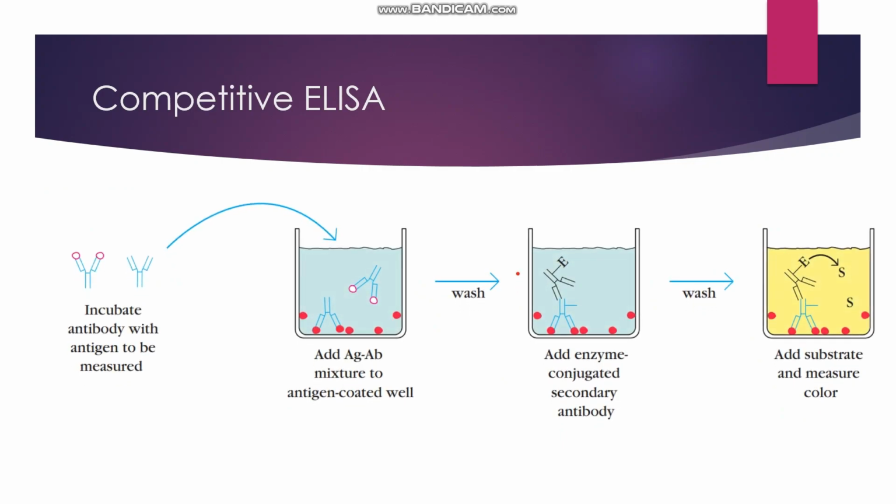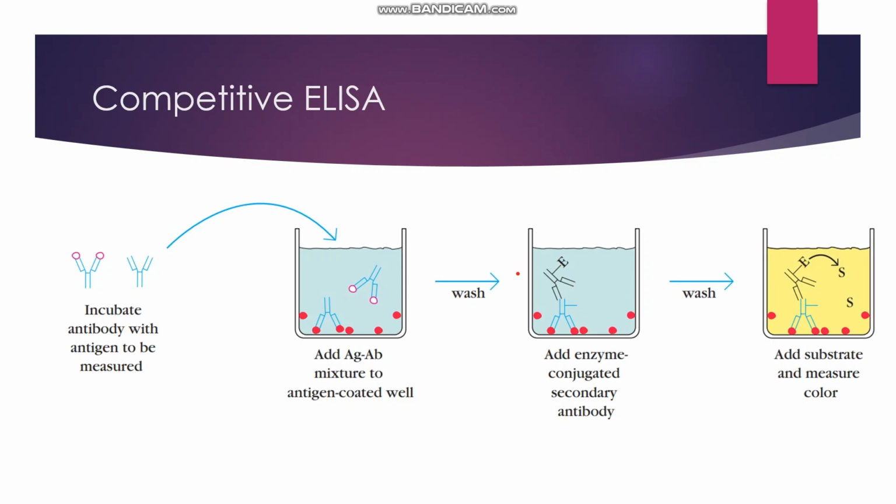Competitive ELISA. Competitive ELISA is used for measuring amounts of antigen. In this technique, antibody is first incubated in solution with a sample containing antigen. The antigen-antibody mixture is then added to an antigen-coated microtiter well plate. The more antigen present in the sample, the less free antibody will be available to bind the antigen-coated well.